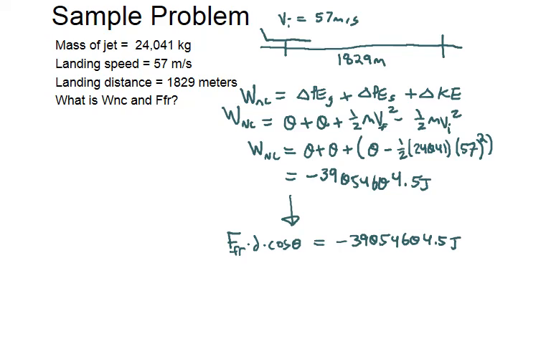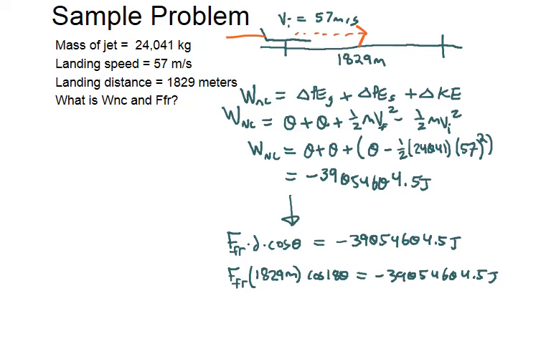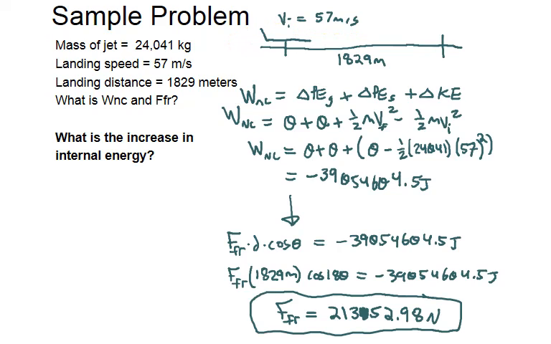And therefore, we have force of friction over that displacement, so we can figure out how much friction there was. And so 1829 cosine of 180, right? Because the airplane is going this way, friction's this way, cosine of 180 degrees. This is -1. And so we have a force of friction of, let's see, 21,352.98 newtons.